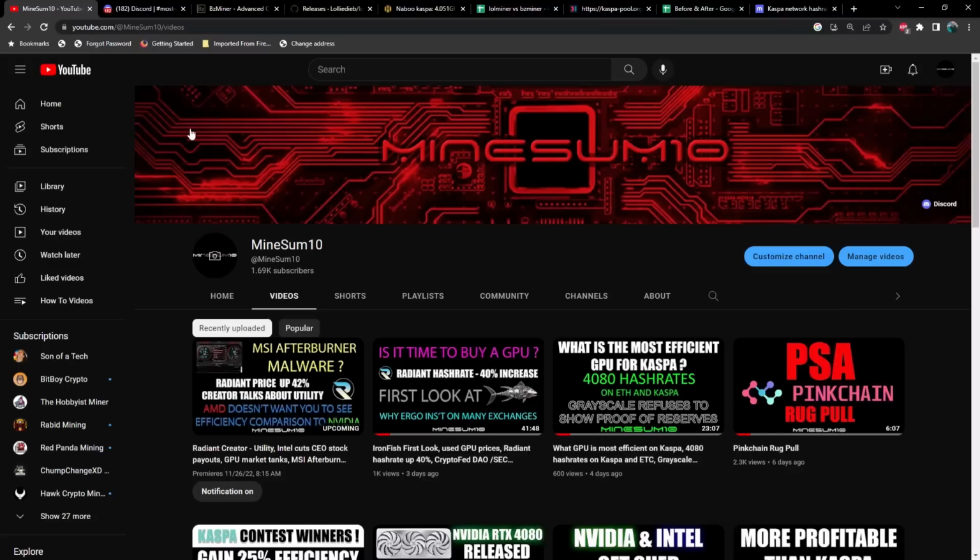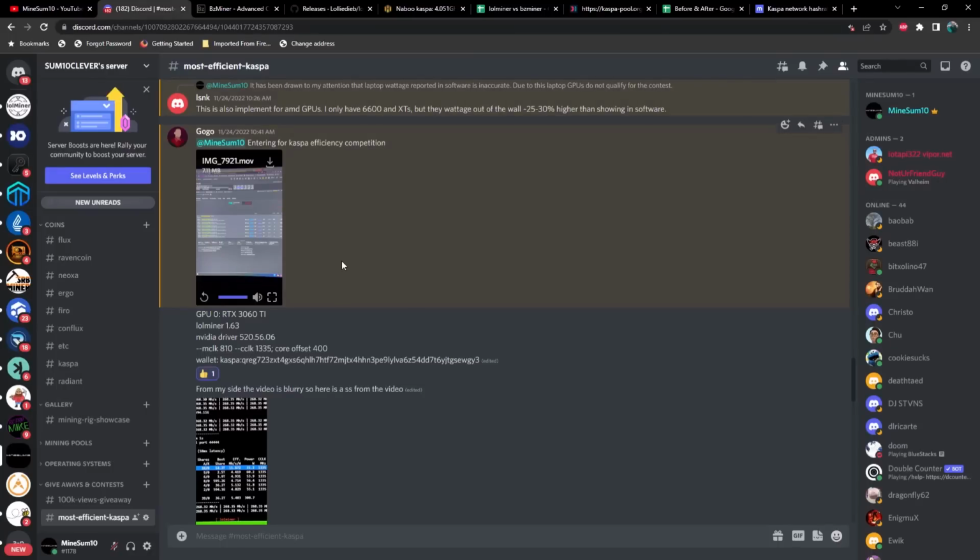And by the way, we had a contest in the Discord, in case you missed it, trying to figure out what is the most efficient GPU we could find mining Kaspa. And it turns out it's a 3060 Ti by a gentleman who goes by GoGo, using lolMiner version 1.63 with NVIDIA driver 520.56.06, with locked memory at 810, core clock locked at 1335, and a core offset of 400.